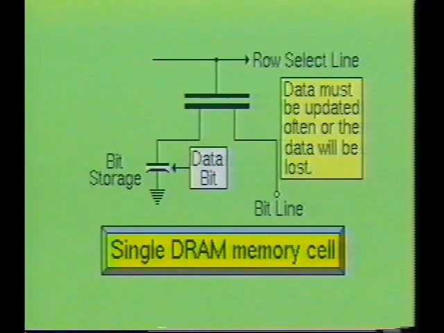Due to the small size of the capacitor used to store the bit of information, the dynamic random access memory device must be updated frequently. The storage capacitor can only sustain its charge for a few milliseconds, therefore each memory location must be refreshed about every 2 milliseconds. If the cell is not refreshed, it will simply lose its data.